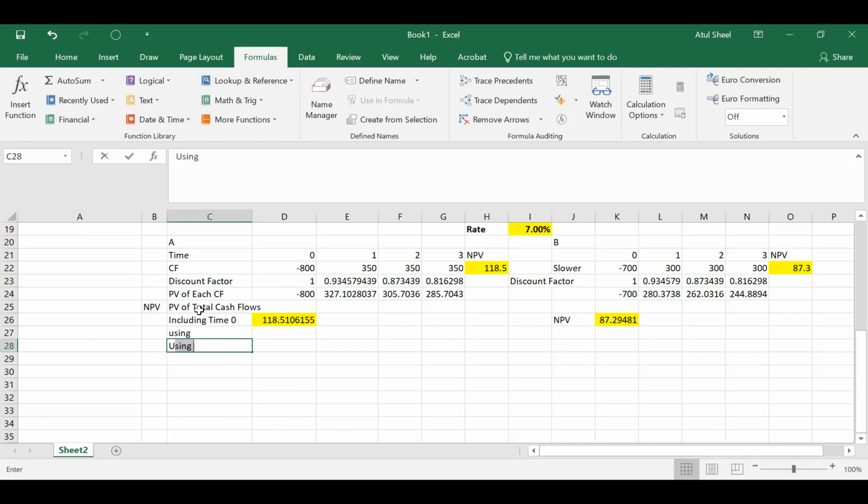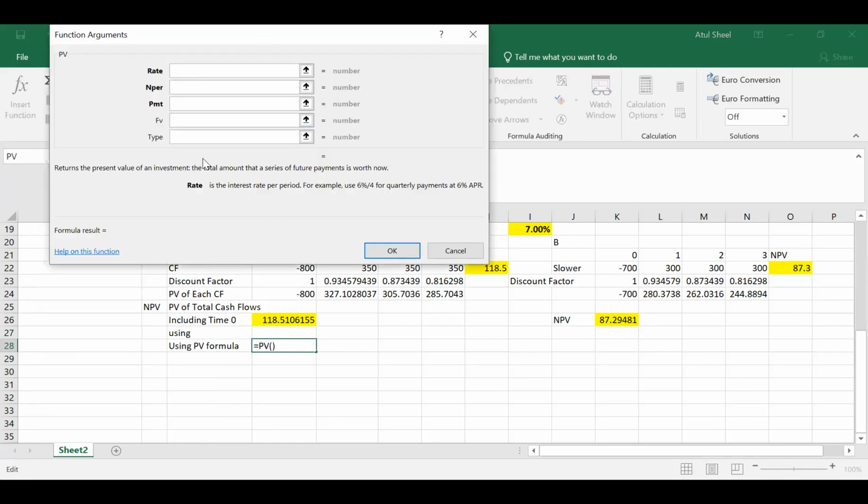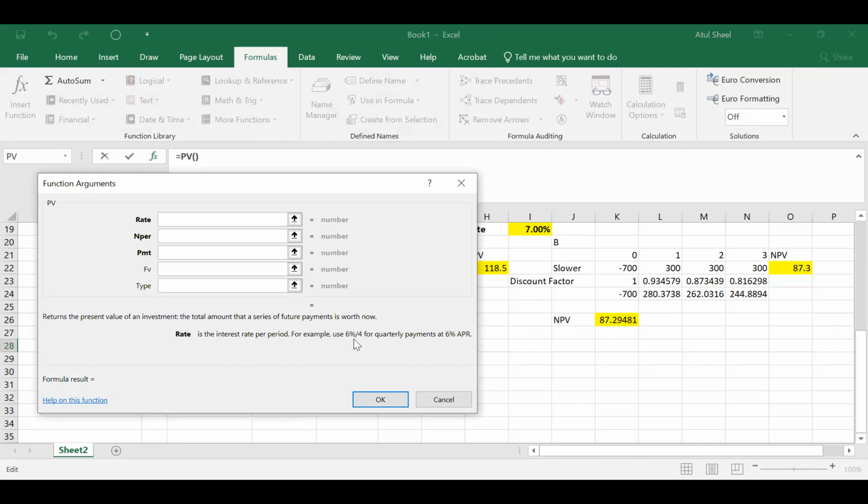If you want to use the PV formula, remember, the PV formula spits out negative numbers. Here I have a constant stream of cash flows, $350 for 3 years. And in the second part, I have $300 for 3 years. So I can use my present value formula here because it's an annuity. You want to know what each formula does, it will tell you. When I go to formulas, financial, present value, it will tell me what it does. So it's very easy to not get misled. It tells you R is the interest rate per period, for example 6%. NPER is the total number of payments. It returns the present value of an investment, the total amount that a series of future payments is worth now.